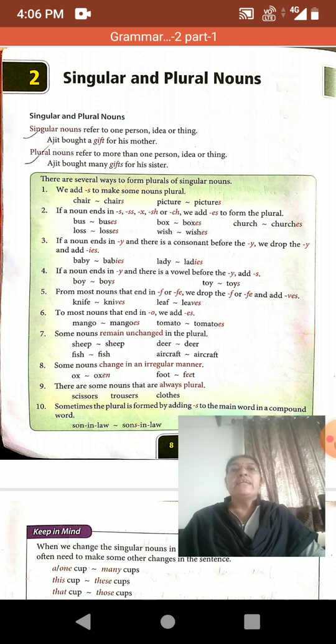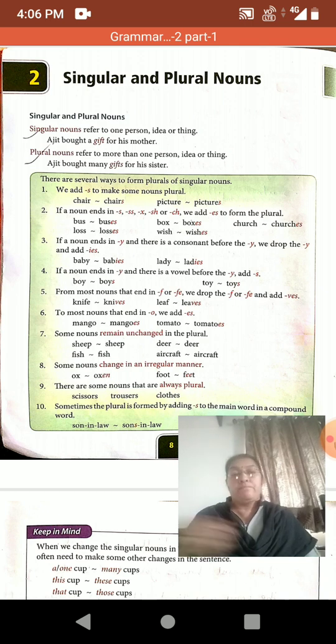Children, first in your notebook put the heading, singular and plural, then the definition, singular and plural with examples. This rule you also have to mention. Okay? Now keep in mind, you have to remember this.